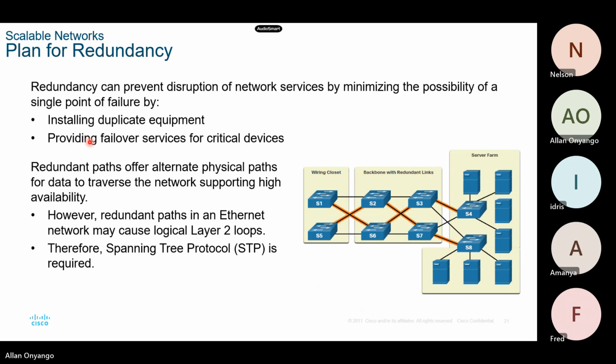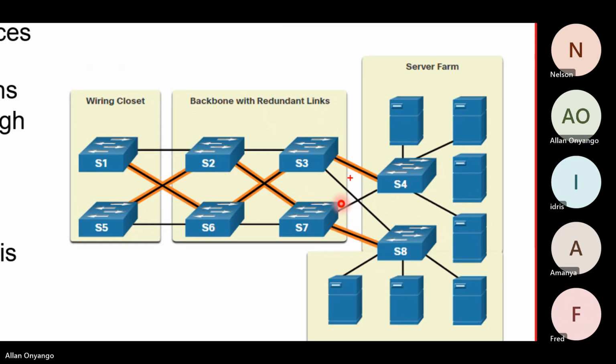Now, when you have redundancy in your network, for example, looking at the diagram we have on our right-hand side here, we have S1, S2, S3, S4, S5, S6, S7, S8. You realize how traffic is crisscrossing this network, such that if switch S2 ever goes down, then traffic can still go through S6 and go to either S3 or go to S7.